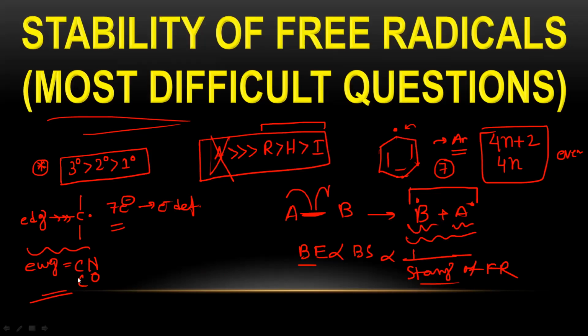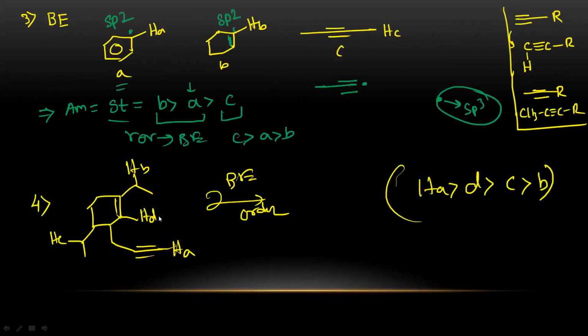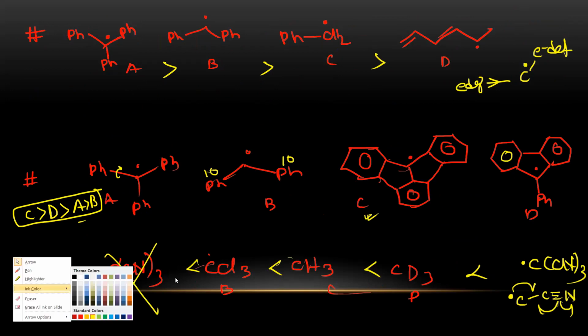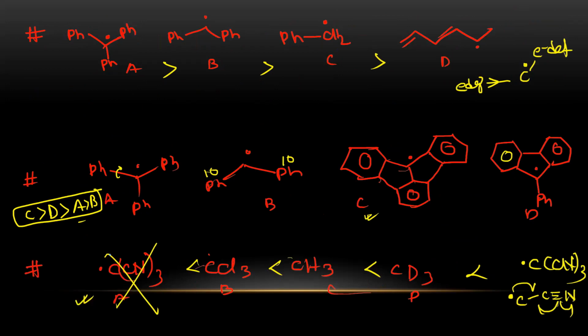Electron withdrawing groups sometimes can stabilize the system. For example, CN and CO. That means from where conjugation can occur. So maybe CN is very much electron withdrawing, but it is providing conjugation, right? Conjugation to the free radical. So this is the reason. I hope you have understood it.